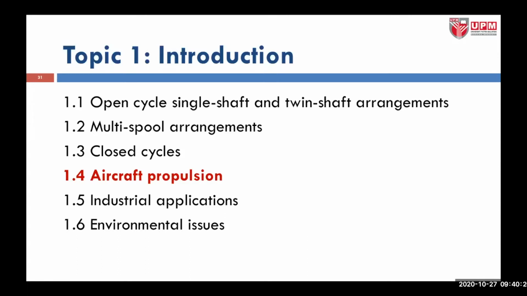Let us move into the next section, which is aircraft propulsion. Earlier I didn't mention whether it is for aircraft application or land-based application, but you can see from the different types of examples for the open cycle as well as the closed cycle that there are examples of both aircraft and land-based gas turbines. Let us move into aircraft propulsion.